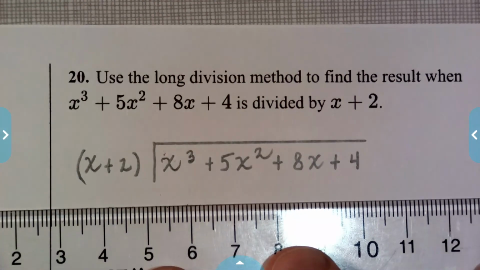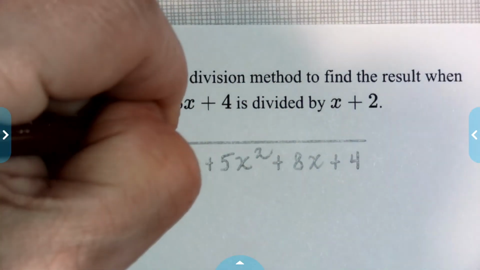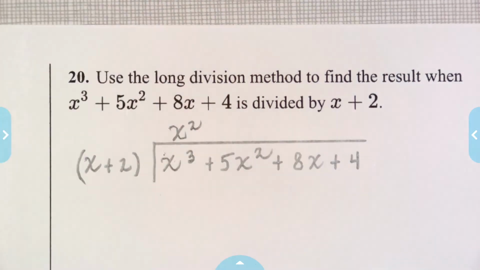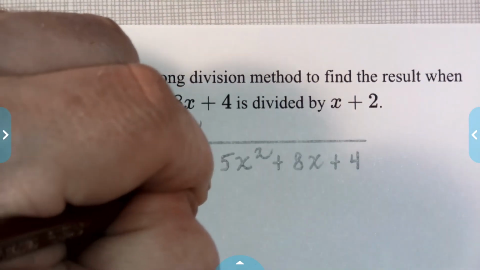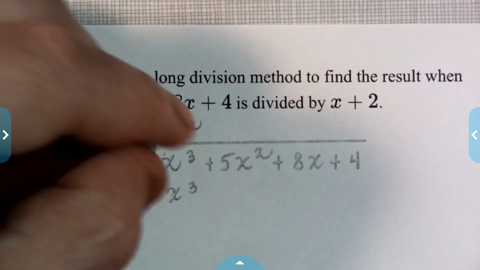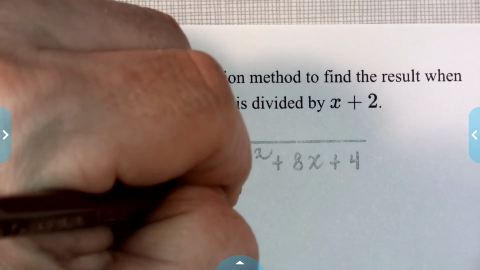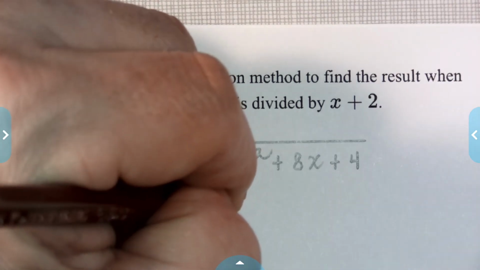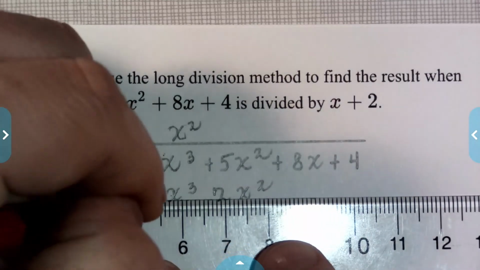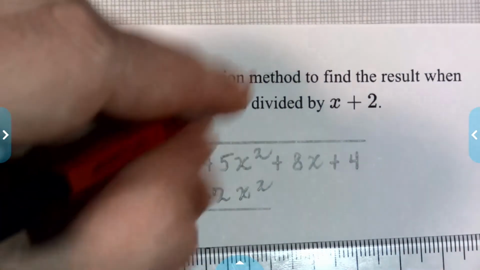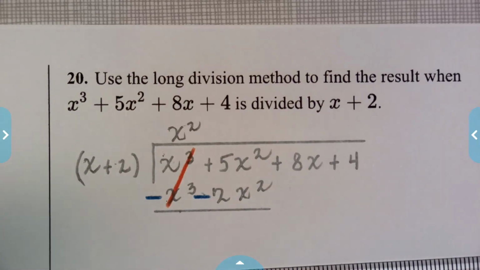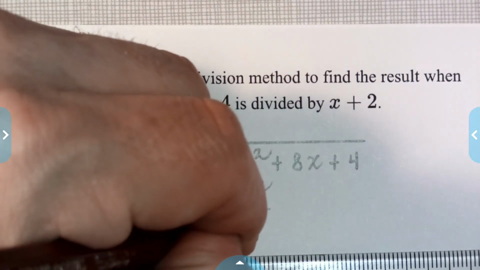Okay, so we play our little game again. What times x equals x cubed? x squared. So we end up with x cubed. And then x squared times 2 is plus 2x squared. And now we draw a line, change both signs, cancel out these, and then we have 3x squared here, plus 8x.